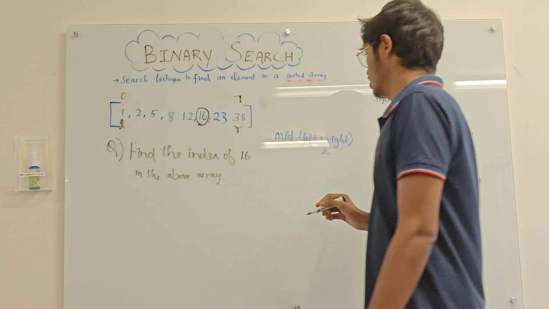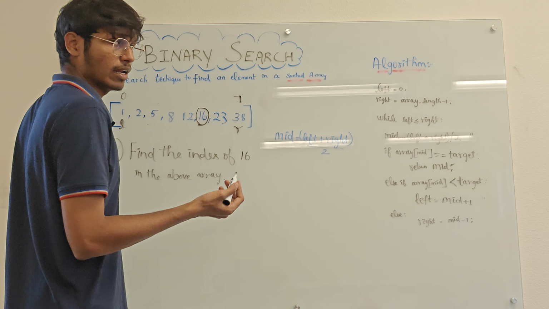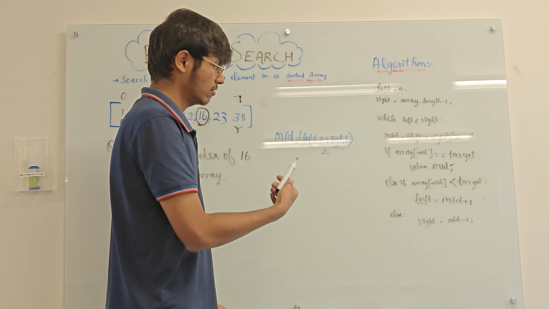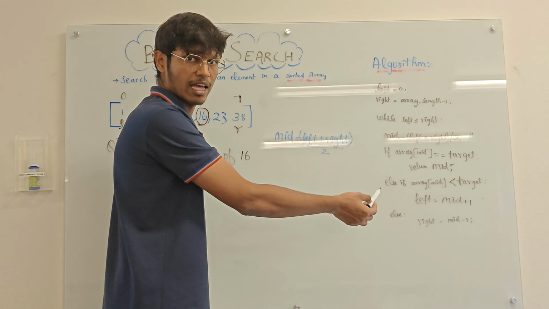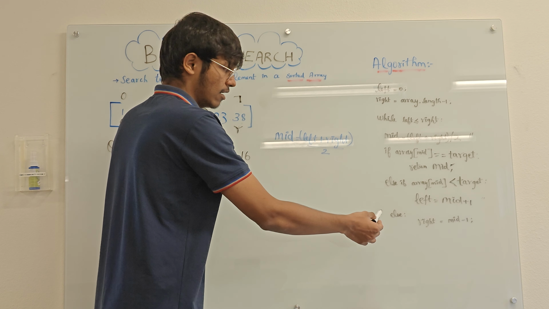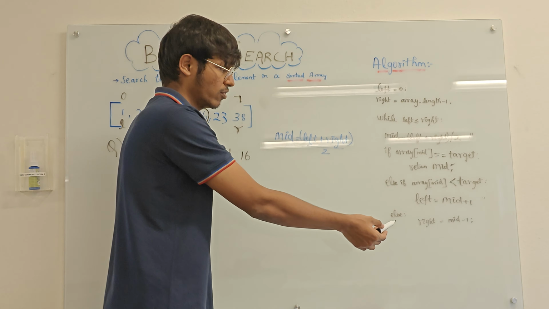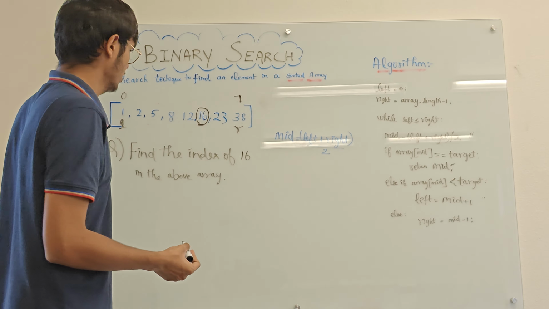Why do we do that? Let's first finish the algorithm and then see an example. So if the target is greater than the element present at the mid, we set left equal to mid plus 1, and else if the target is less than the element at the mid, we set right equal to mid minus 1. We'll see why we do those things.